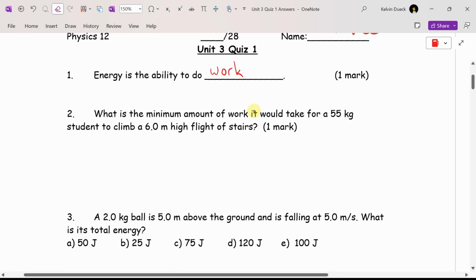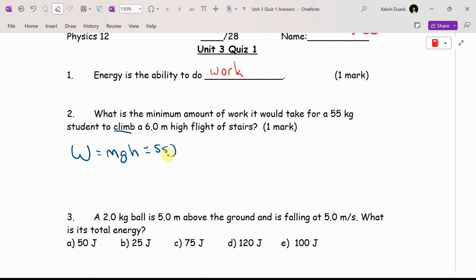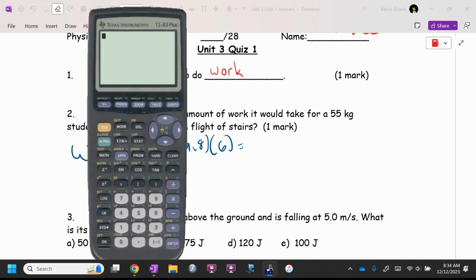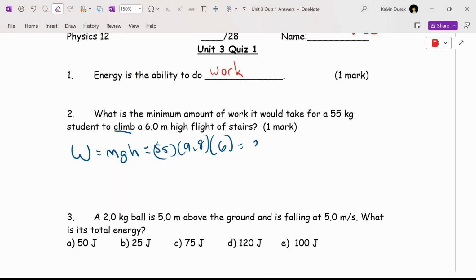Number two, what is the minimum amount of work it would take for a student to climb? Well, climbing is like lifting. So, although work is going to be force times distance, when you're lifting, the force you're lifting up is the same size as mg, and we'll call it height. It's going to be mgh. It's going to be 55 times 9.8 times 6. I have no idea what the answer is. It's going to be 55 times 9.8 times 6, 3,230 and change. And the units are joules.